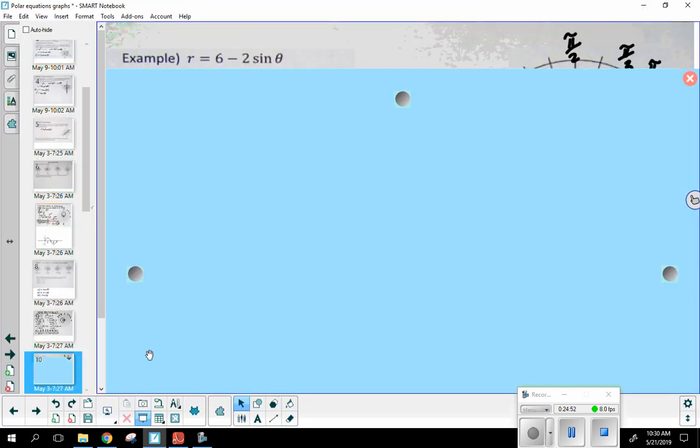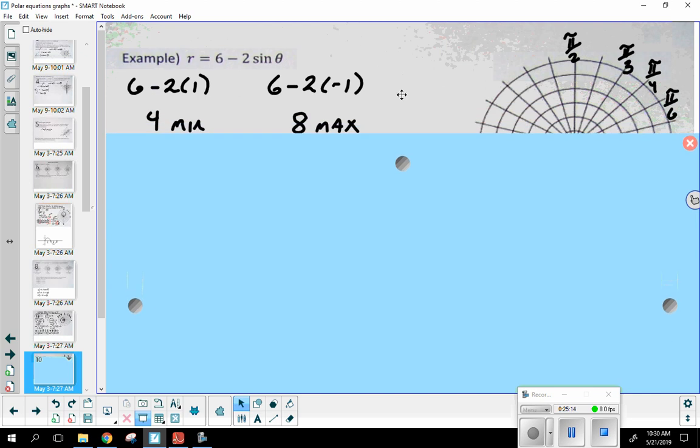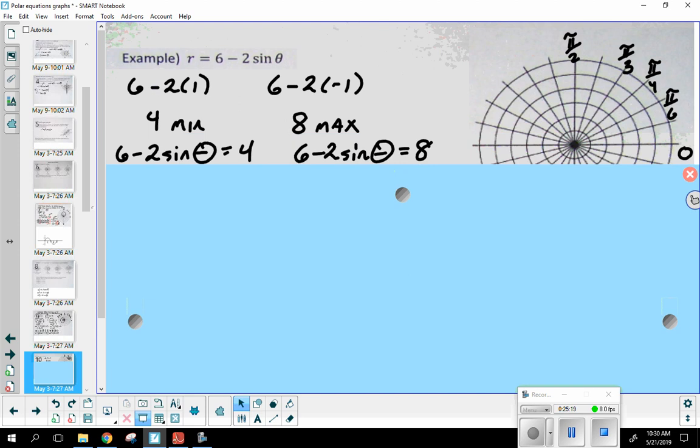Now, you may not be done, and that's okay. Can anybody tell me what are the two lengths, the max and minimum radius we should be getting? 4 and 8. That's exactly right. Replacing sine with a +1 and a -1 gives me 4 and 8. Then I'm going to take those values and plug them back into the equation. So 6 minus 2 sine theta equals 4, and 6 minus 2 sine theta equals 8.